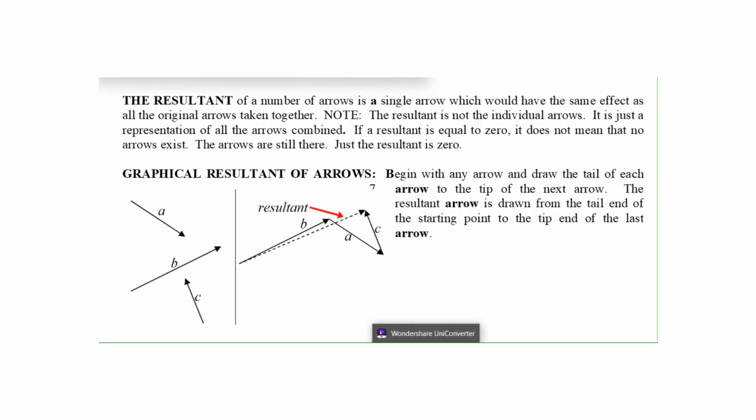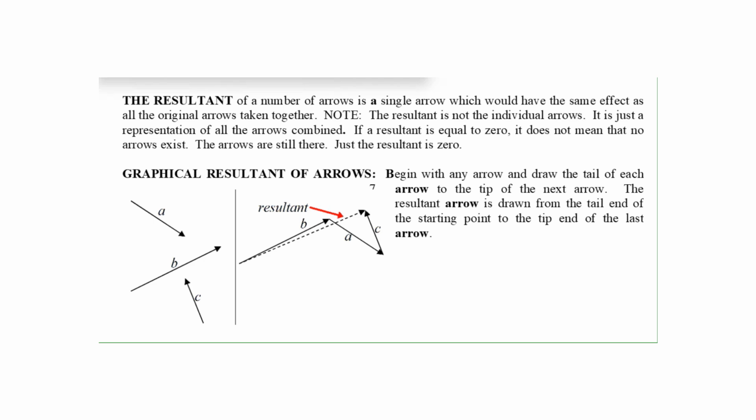The resultant of a number of arrows is a single arrow which would have the same effect as all the original arrows taken together. Note, the resultant is not the individual arrows. It is just a representation of all the arrows combined. If a resultant is equal to 0, it does not mean that no arrows exist. The arrows are still there, just the resultant is 0.